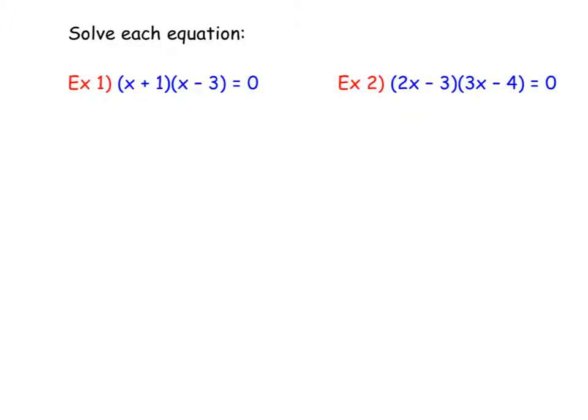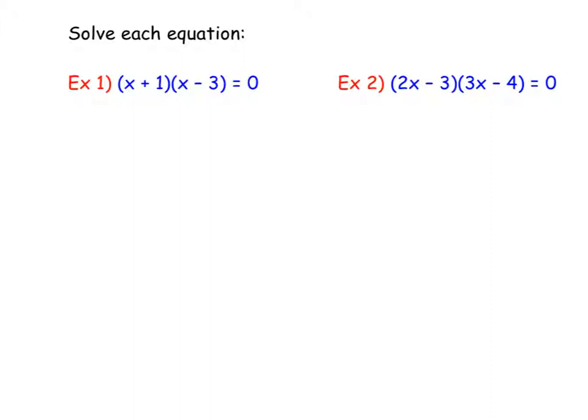So example number 1, and you will see this on different tests. You have x plus 1 times x minus 3 equals 0. Well, your first step is to isolate 0. That means to have 0 on one side of the equation, and we have that already. Your second step is to factor. Well, these are two factors of a trinomial. So the third step is to set each one of these equal to 0.